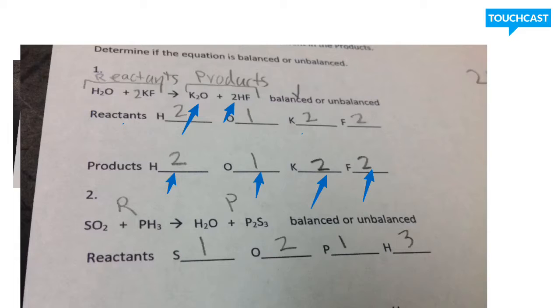To check to see if it's balanced, you look to see if you have the same number of atoms of each element on your reactants versus your products, because you cannot create or destroy atoms. If y'all look there, you have 2 hydrogens, 2 hydrogens, 1 oxygen, 1 oxygen, 2 potassiums, 2 potassiums, 2 fluorines, 2 fluorines. So this would be balanced. Alright, let's do the next one.